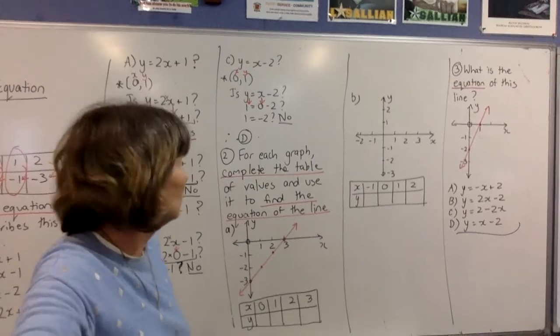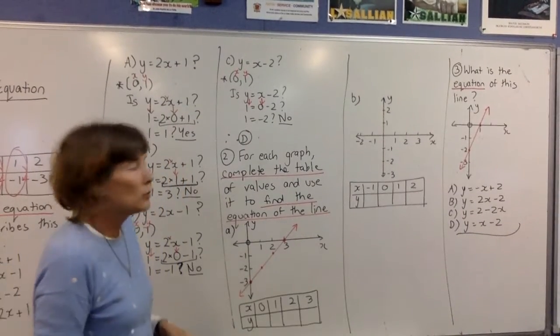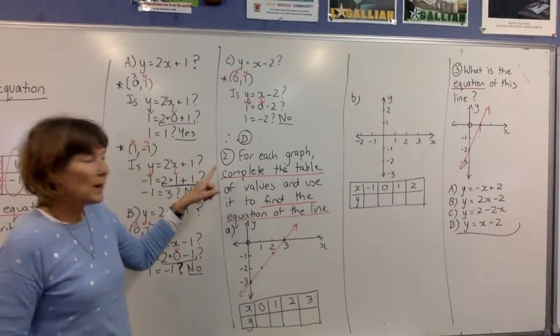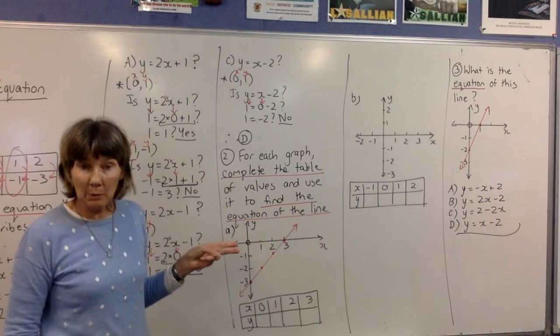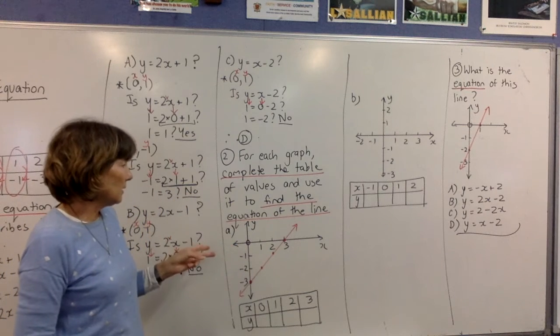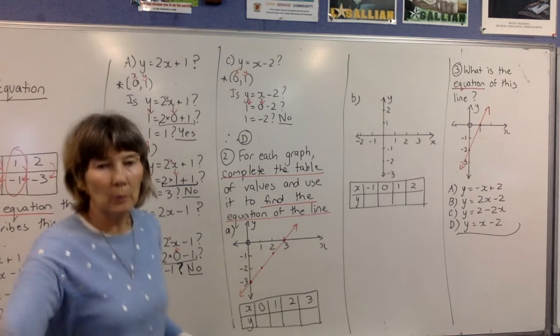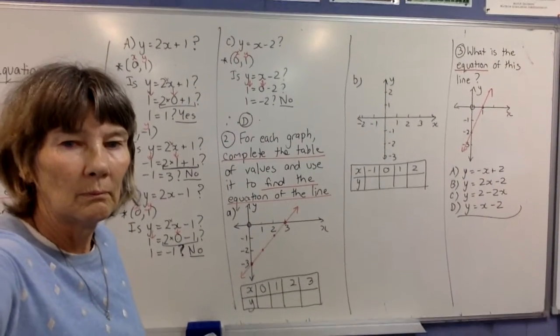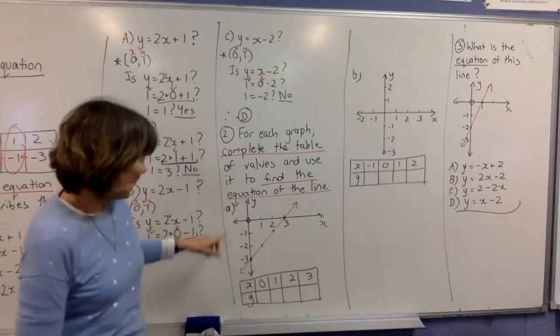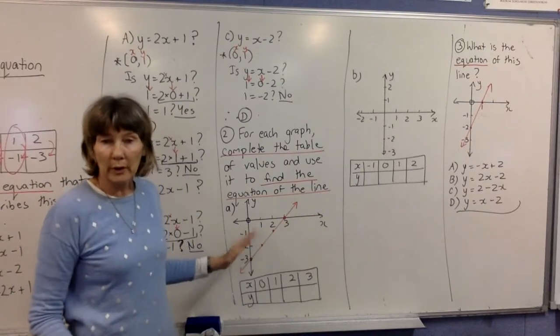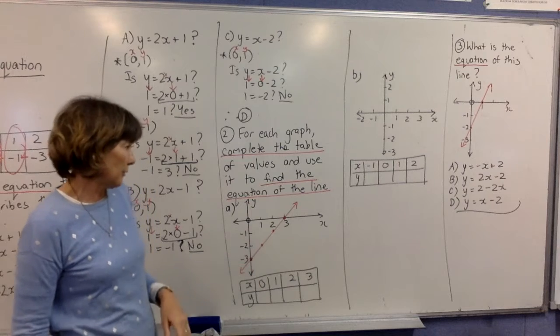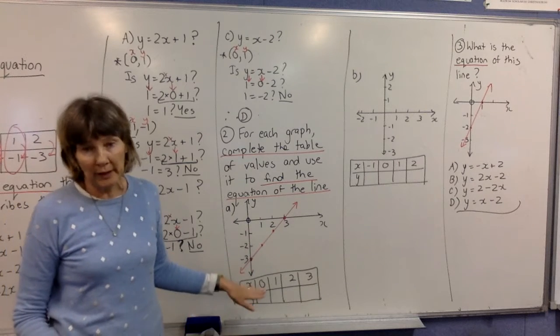Okay, so we're moving on. We're looking at question 2. For each graph, we're going to complete the table, that's the first thing, and then we're going to use the table to find the equation of the line. So let's just see how it works here. The first thing they've done is drawn you a graph, so you can see the graph. And from that graph, we're going to fill in our table.